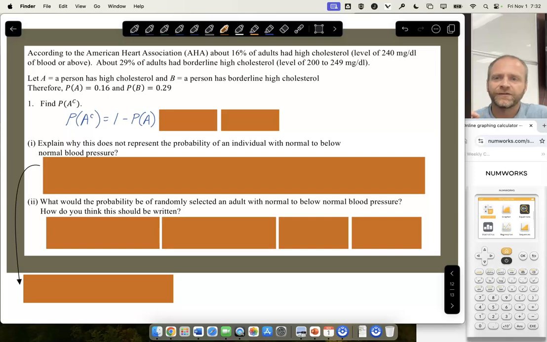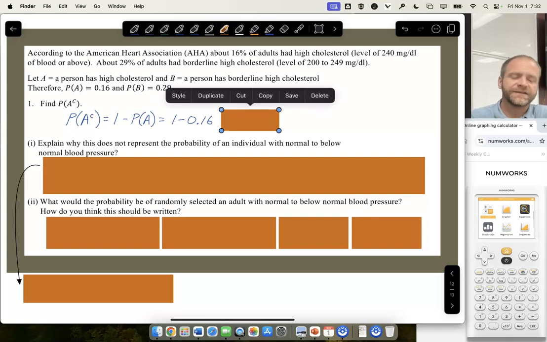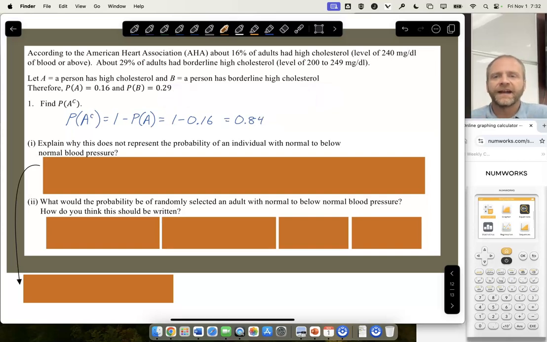So we're going to pay attention to notation here. That says 1 minus the probability of event A actually happening. So if I want to find the complement of A, I do 1 minus 0.16, and that is 0.84. That is the probability of A complement. Now, I want to apologize on the I and the II. For some reason, I changed to blood pressure instead of cholesterol. So we're going to focus on just the concept that matters.